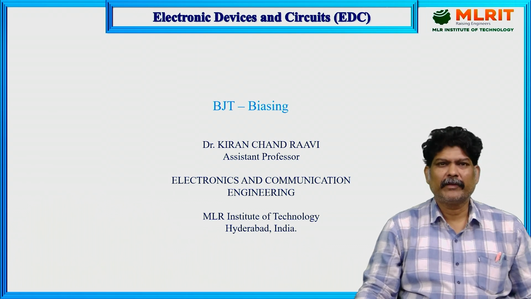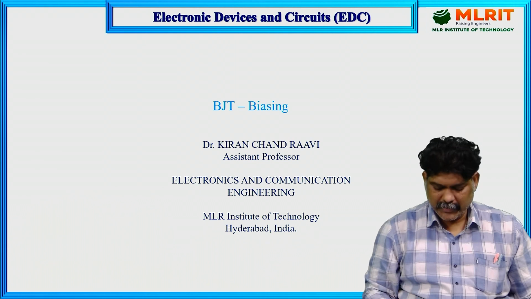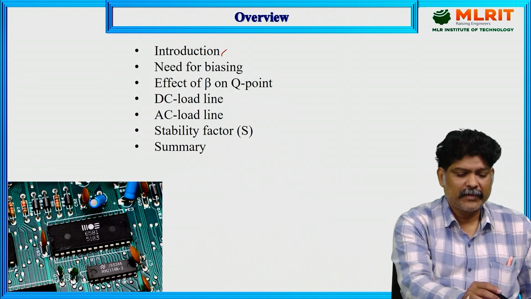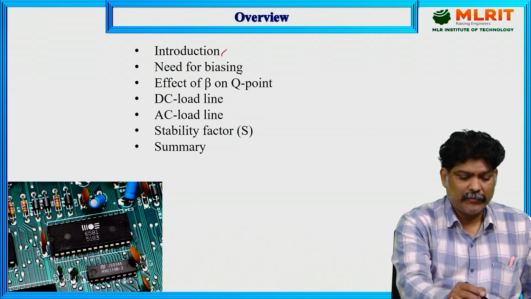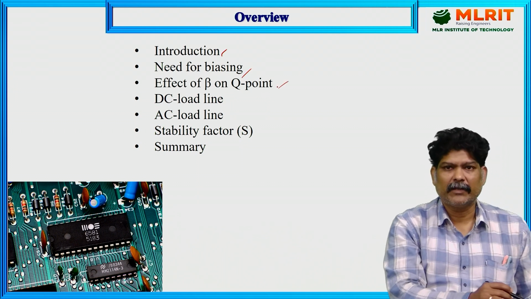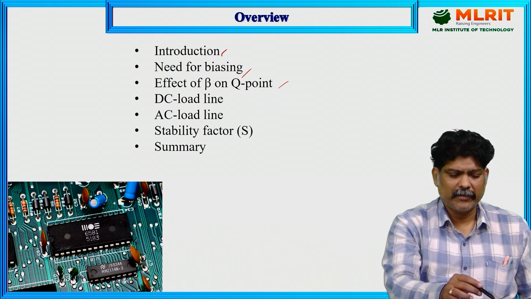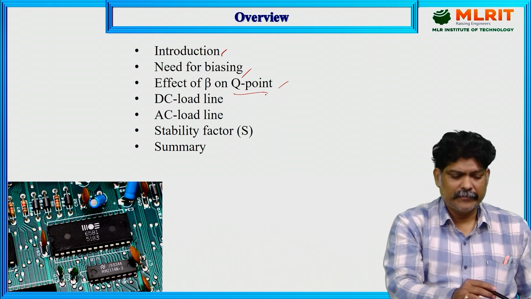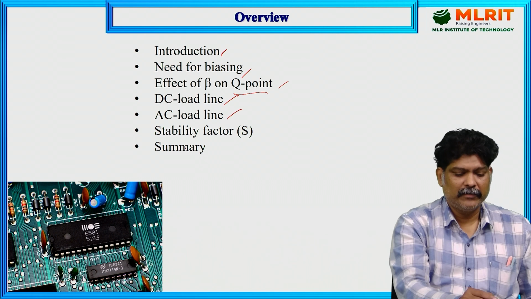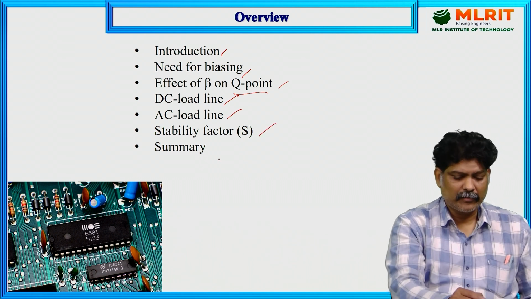Today, our topic is biasing. So, let us see the overview of today's session. Starting with the introduction, we will discuss the need for biasing and the effect of beta, that is the amplification factor or gain factor, on Q point. What is DC load line, and we will discuss AC load line and stability factor and conclude with summary.